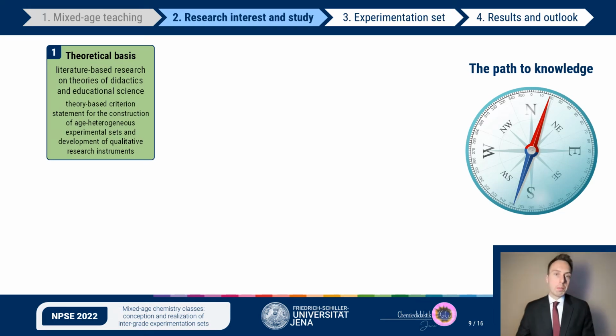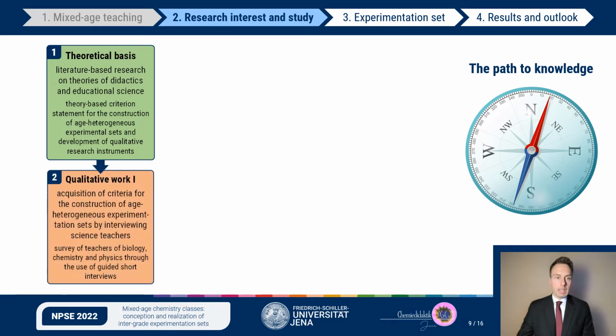The first step represents the theoretical basis. In particular, this means the literature-based research on theories of didactics and educational science. From this step, the first design criteria for the design work could already be derived and the qualitative research instrument developed. In a second step, a first qualitative work followed. This means the acquisition of criteria for the construction of age-heterogeneous experimentation sets by interviewing science teachers through the use of guided short interviews.